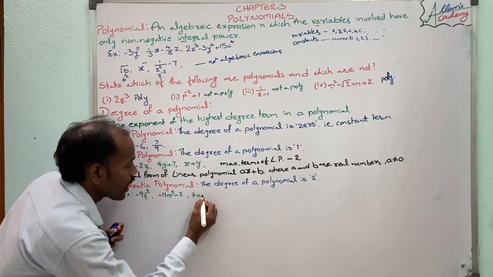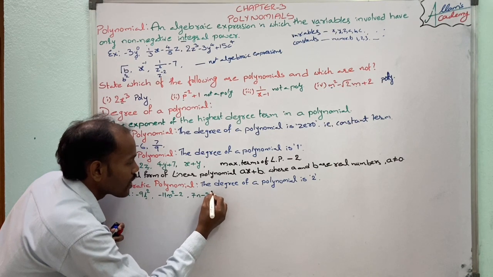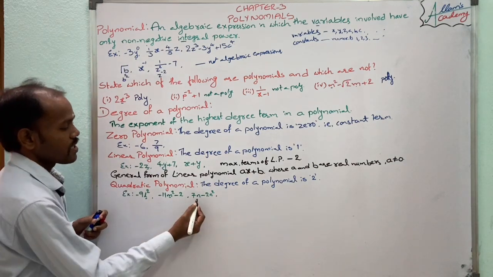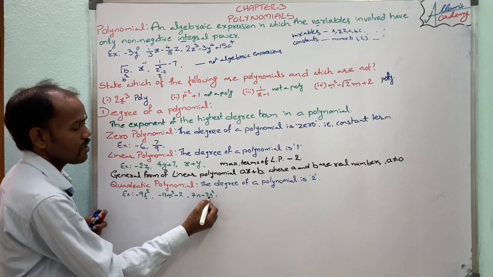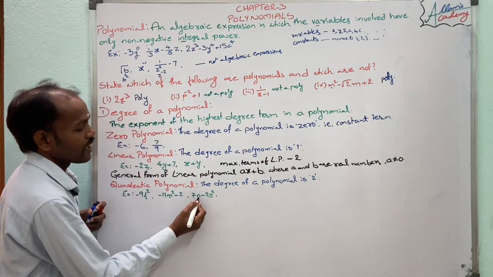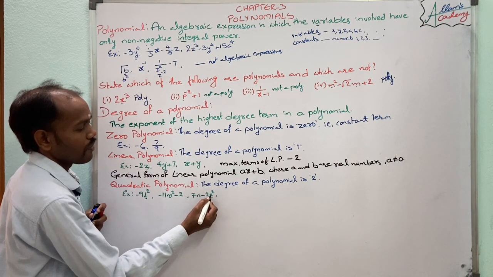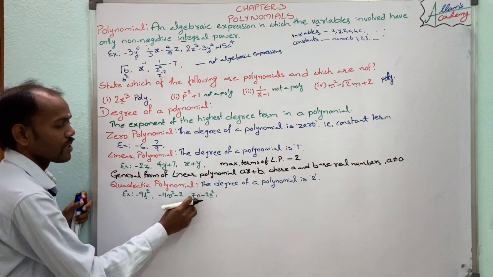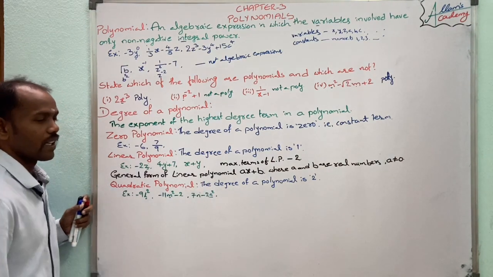7n minus 2n square. Now here if we observe in this example, 7n minus 2n square, there are two terms. One is 7n, the second one is 2n square. In 7n, the variable is n, and the degree of the term is 1, since n has power 1. Now 2n square, the variable is n, and it has degree 2. The highest degree of these two terms is 2, so it is a quadratic polynomial.